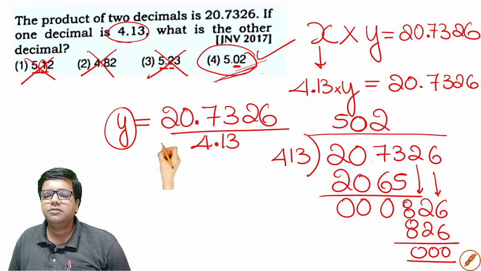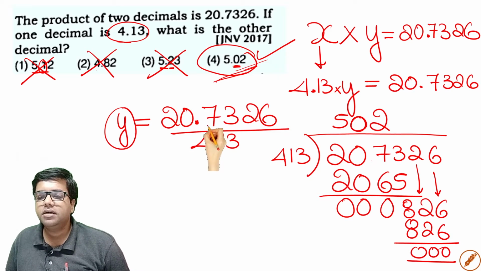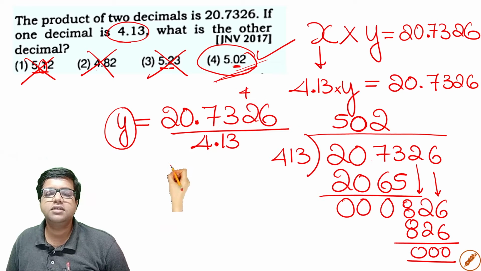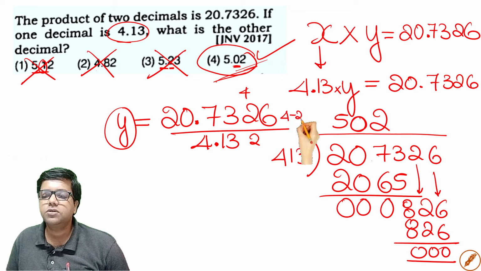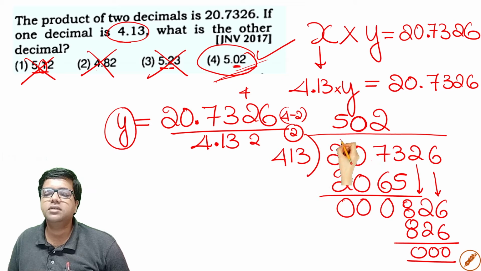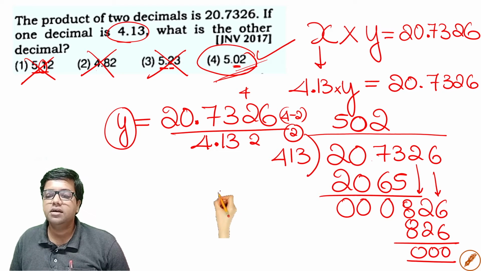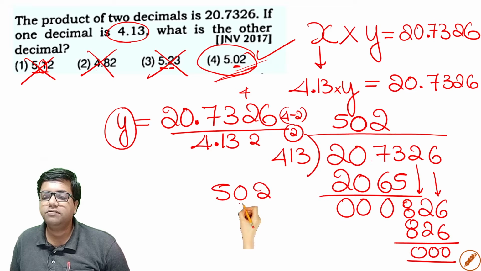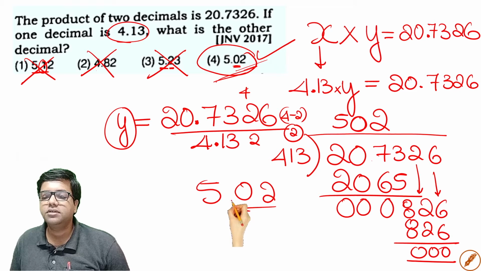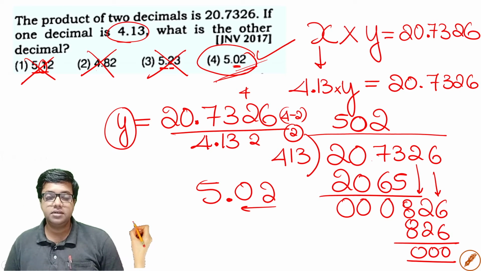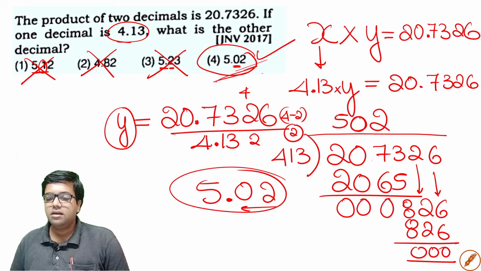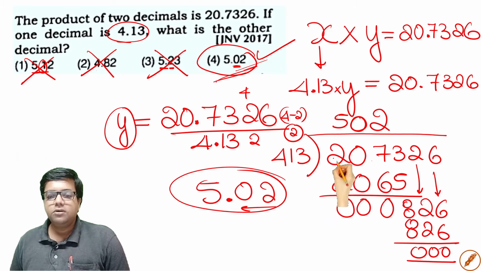So if at all I have to put a decimal point, here on the top there are 4 places after the decimal point. Here in the bottom there are 2 places after the decimal point. So in the answer it will have 4 minus 2, that is 2 places. After 2 places I will have to put a decimal point. So I have the number 502, right? After 2 places from the left, I will keep a decimal point. So this is how you will keep a decimal point in this given question. Anyways, let's move on to our next question.